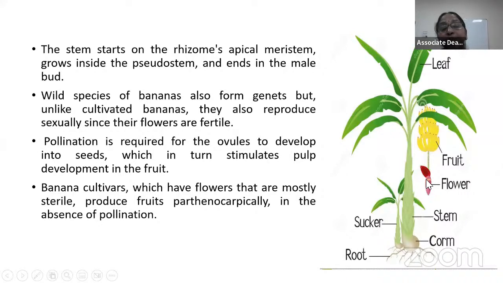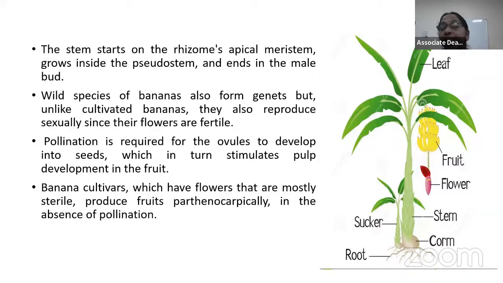And wild species of bananas also form gametes, and unlike cultivated bananas, they reproduce sexually since their flowers are fertile. And pollination is required for the ovules to develop into seeds, and they in turn stimulate the pulp development in the fruit. These banana cultivars have flowers that are mostly sterile and produce fruits parthenocarpically in the absence of pollination. Mostly the male flowers are sterile.